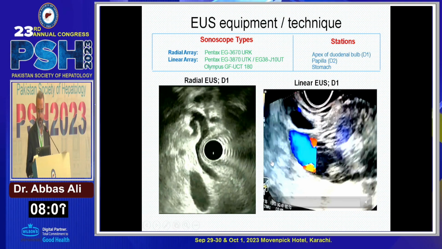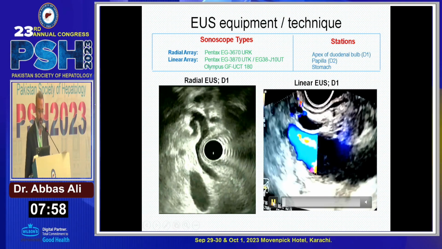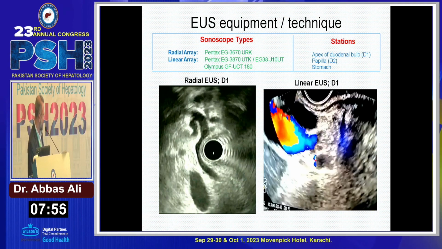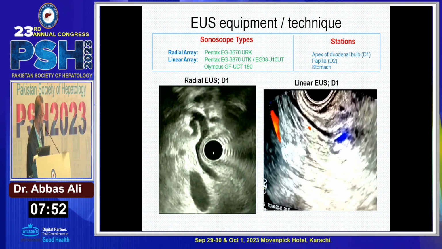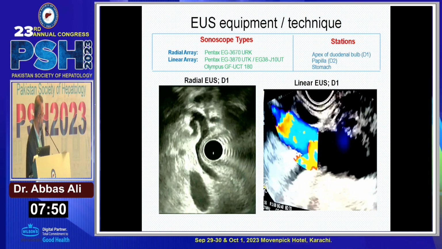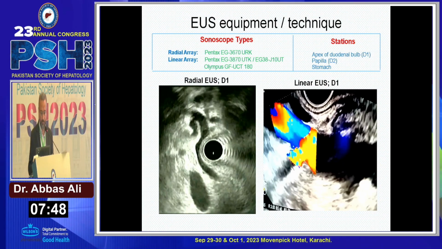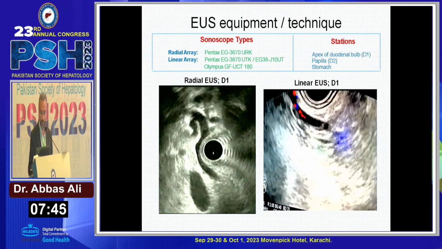And this is the linear EUS, and this is how it is seen from the bulb. You can see that the bottom structure is the portal vein and the top one is the CBD. It is being traced down to its distal-most area where it joins the pancreatic duct and opens into the ampulla.